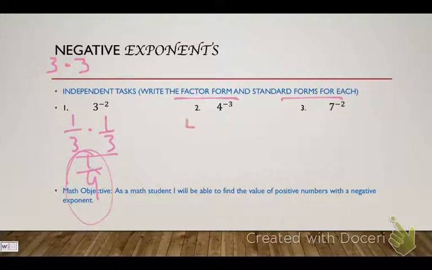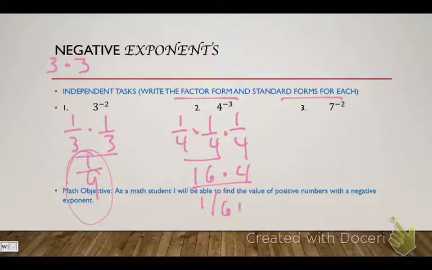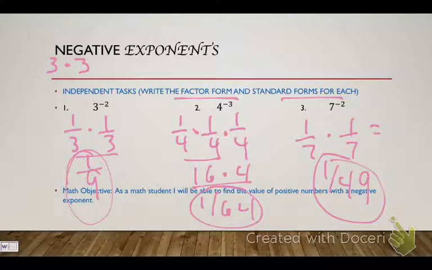4 to the negative 3rd. 4, whoops, I apologize. You messed up, Coach K. All right, here we go. 1/4 times 1/4 times 1/4. All right, so that's like 4 times 4 is 16, times 4 is 64, and 1 times 1 times 1 is 1, so we got 1/64, right? Okay, and then 7 to the negative 2 would be 1/7 times 1/7, which is equal to 1 times 1 is 1, and 7 times 7 is 49, and what do you know? We got it, 1/49.